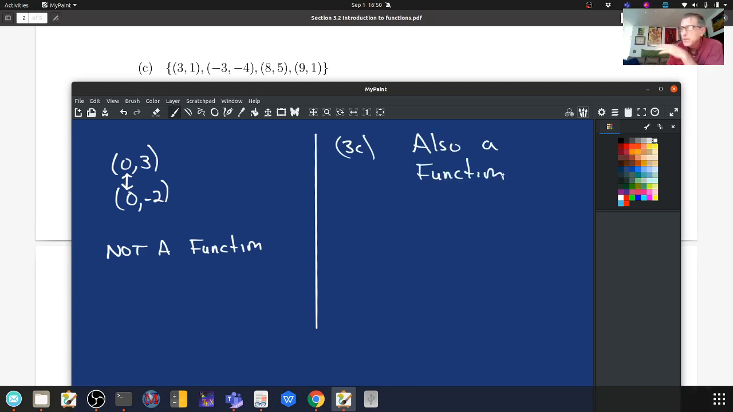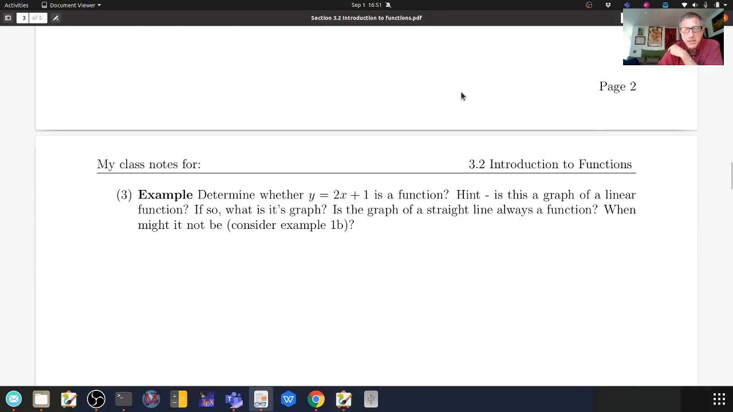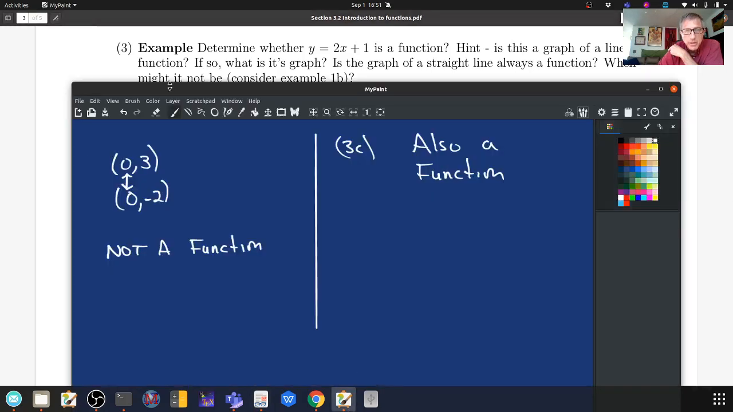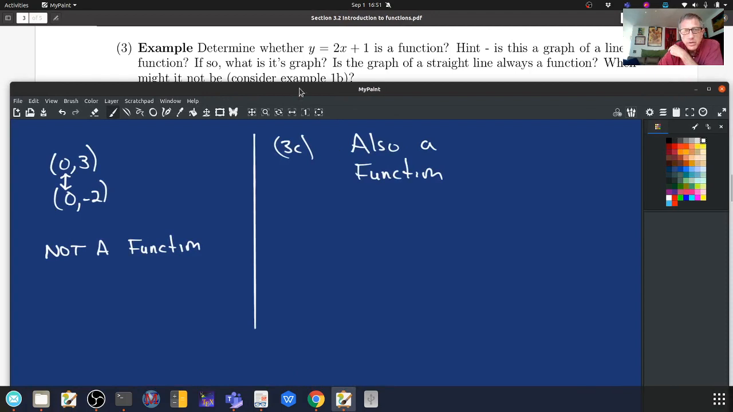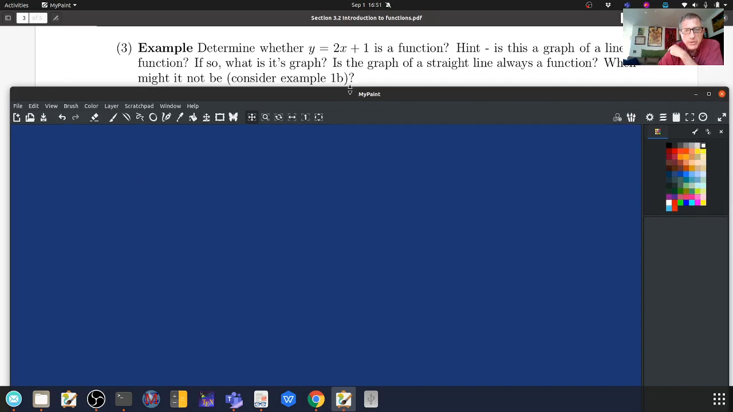So this leads to, I think that's what we're going to do next. No, we're not. We actually will get a visual test about how to look at the graph of a relation and tell by looking at it if it's a function. So let's go ahead and do number 3. So we're going to be given a relation.